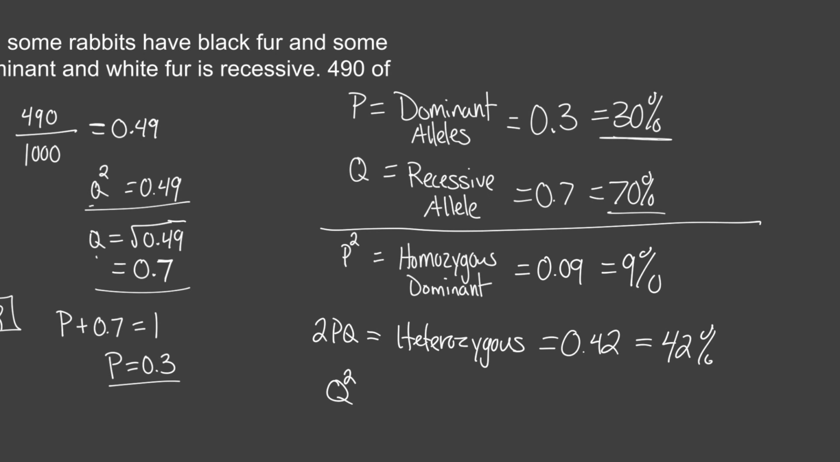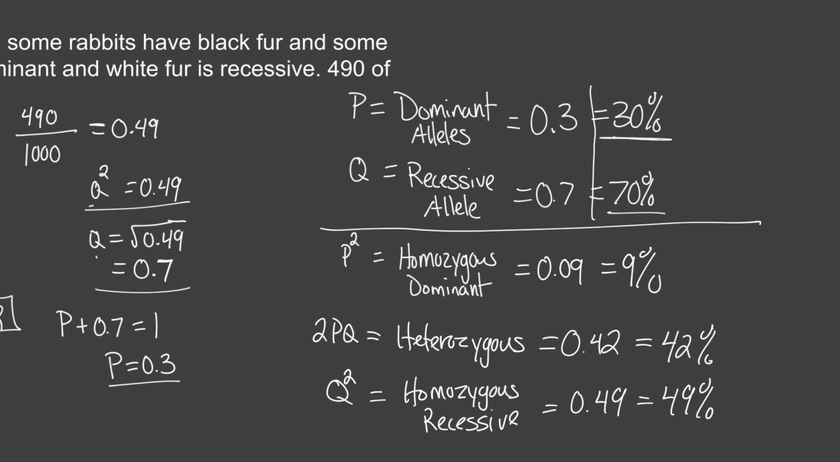And finally, our Q squared value, which is our homozygous recessive rabbits, had a value of 0.49, which equals 49%. So again, since the quiz is asking for percentages, you're going to put in the 30% for P, 70% for Q, 9%, 42%, and 49% for the homozygous dominant, heterozygous, and homozygous recessive genotypes.